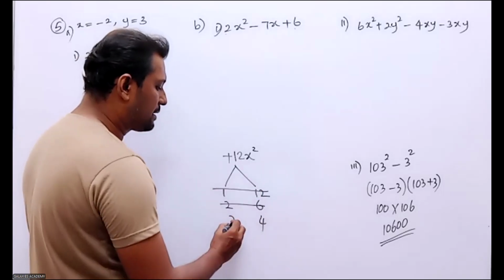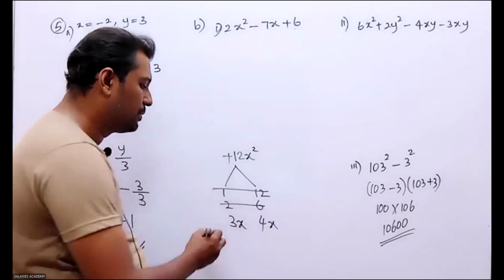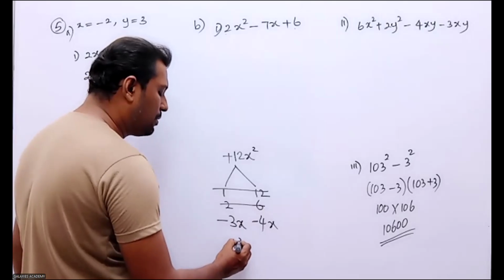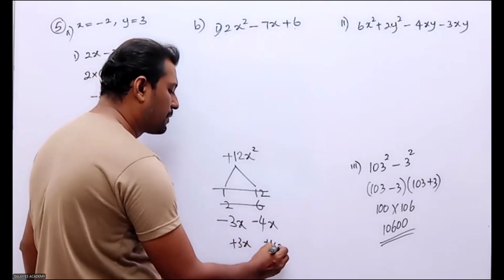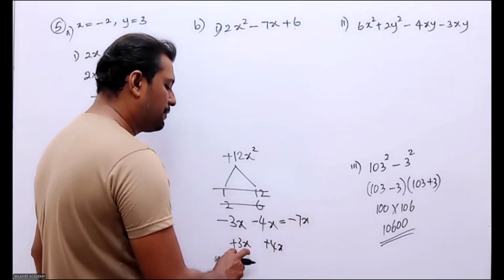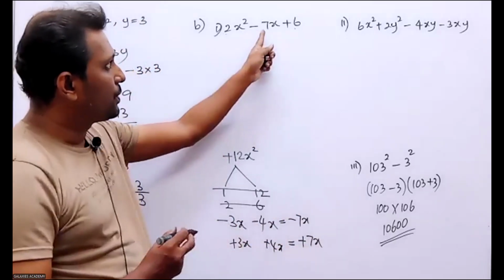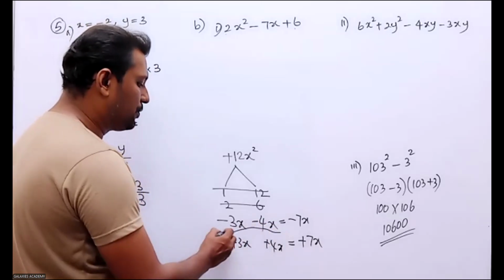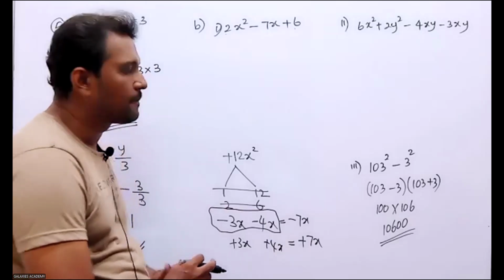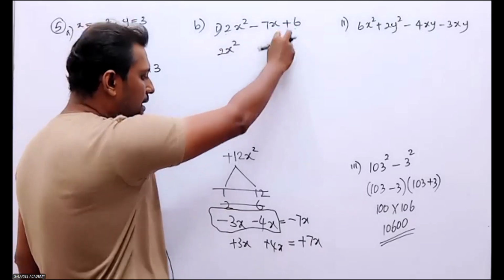So what are the factors? 3x and 2x. Product should be positive. Then these two should be same signs. That means negative, negative or positive, positive. If these two are negative, sum is negative 7x. If these two are positive, sum is positive 7x. We want to get negative 7x. So what are the suitable two factors? These two. Negative 3x and negative 4x. Right? Then 2x squared. Instead of this minus 7x, I will write these two.